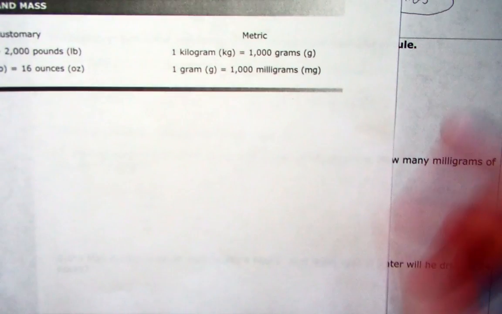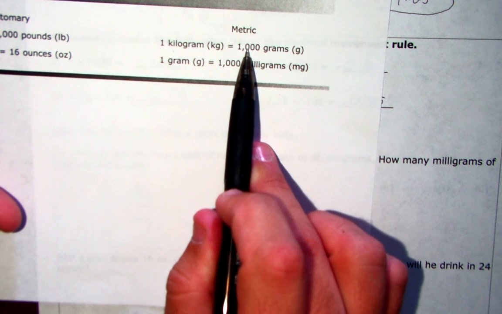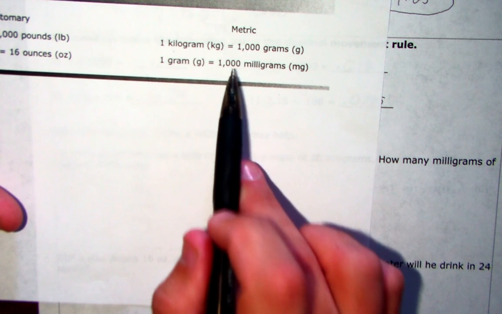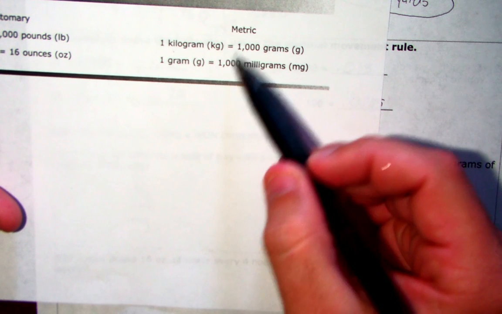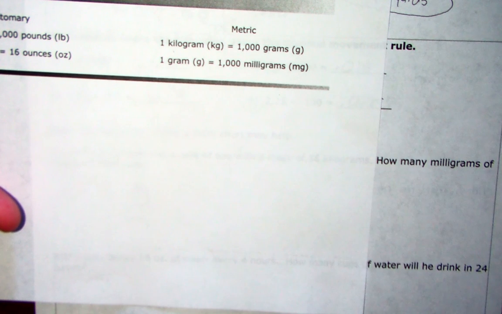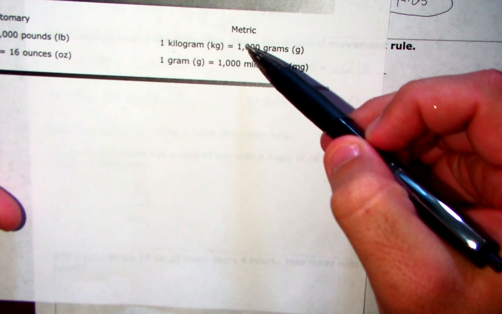Well, if I look here under weight and mass, I have 1 kilogram, but that's 1,000 grams. Here's my milligrams. So what is 1,000 times 1,000? I've heard students say 10,000. They're wrong. I've heard students say 100,000. You're still wrong. The answer is 1 million. 1,000 times 1,000 is 1 million.